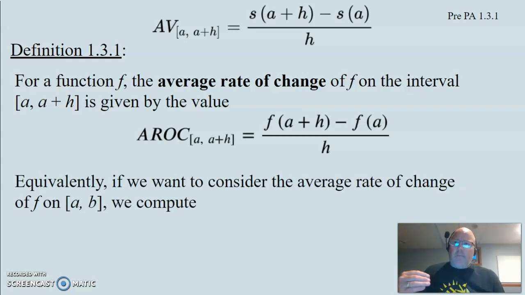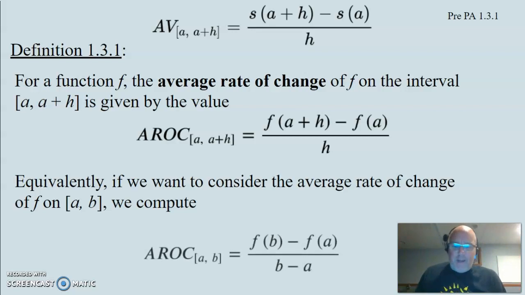Now, equivalently speaking, if we want to calculate the average rate of change, let's say from a to b, instead of a to a plus h, if we want to go from a to b, then it follows suit that the average rate of change from a to b is simply going to be f of b minus f of a over b minus a, and you know that this gets paired up with the concept of a slope of a secant line going through the points on the graph (a, f of a) and (b, f of b).